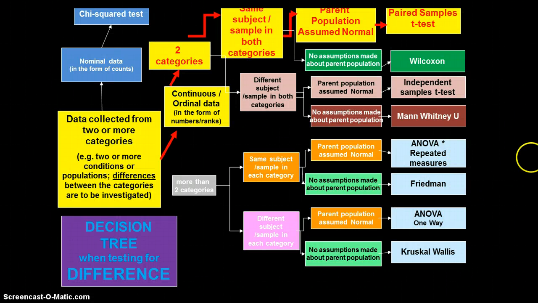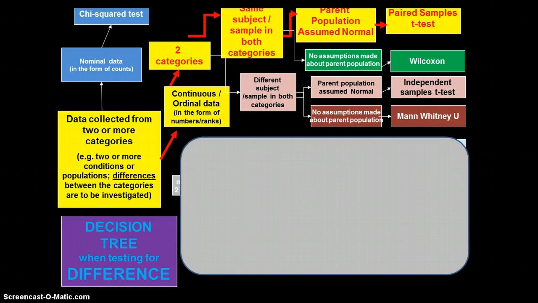You might remember our decision tree in terms of our process of determining what test to use. Now, two sets of data, our multi-stage and our Chester step. So we go on this route. It's not nominal, it's continuous data. There are two categories, as we've just said. The same subjects were involved in both categories. We're going to be assuming that the data is normally distributed. Therefore, you'll be doing a paired samples t-test.